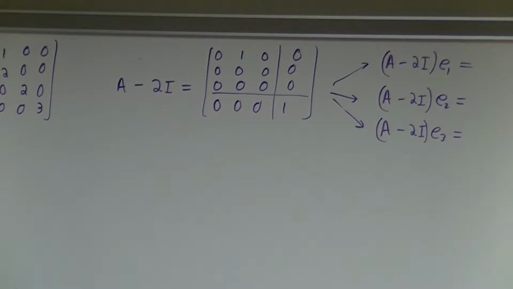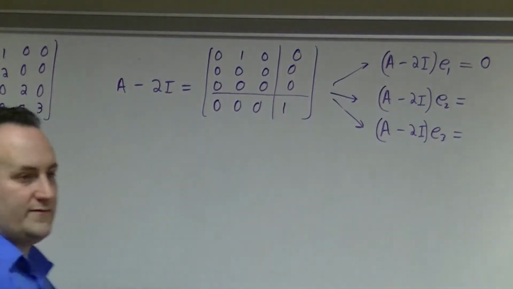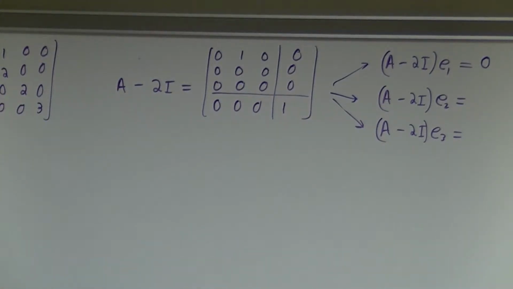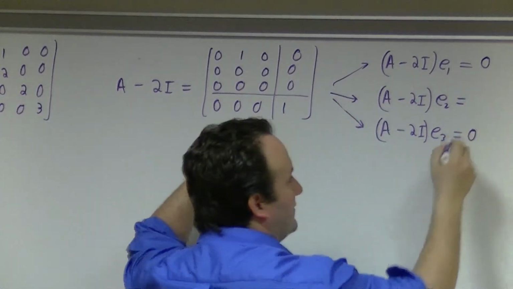So A minus I, the first column is what? 0, 0, right? That makes E1 what? The eigenvector? Yeah, E1 is an eigenvector for A with eigenvalue 2. And the same story for 3, right? This is 0.